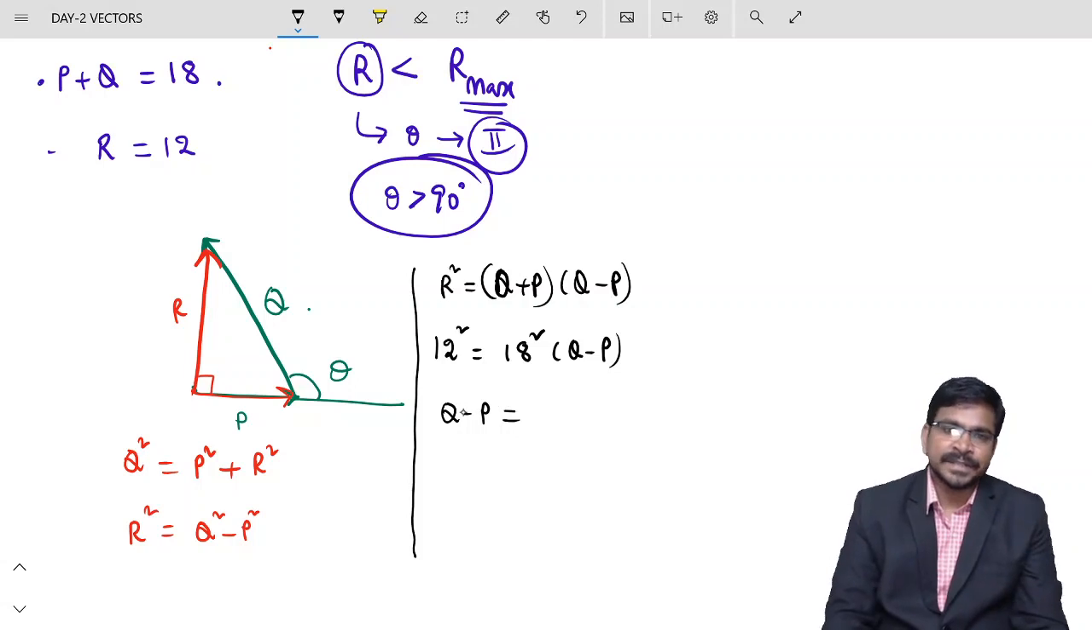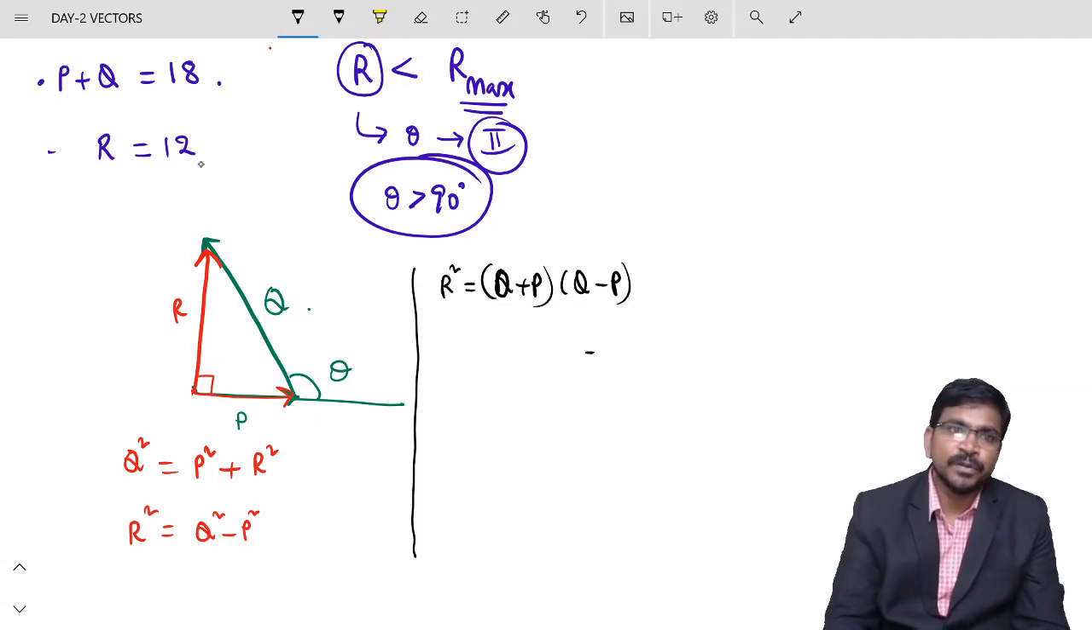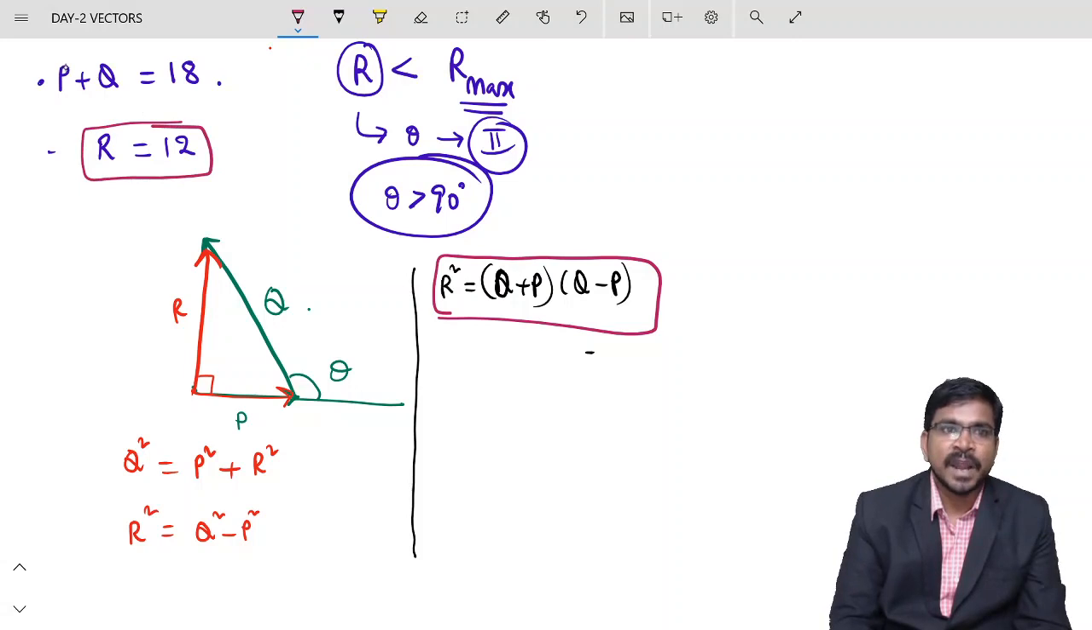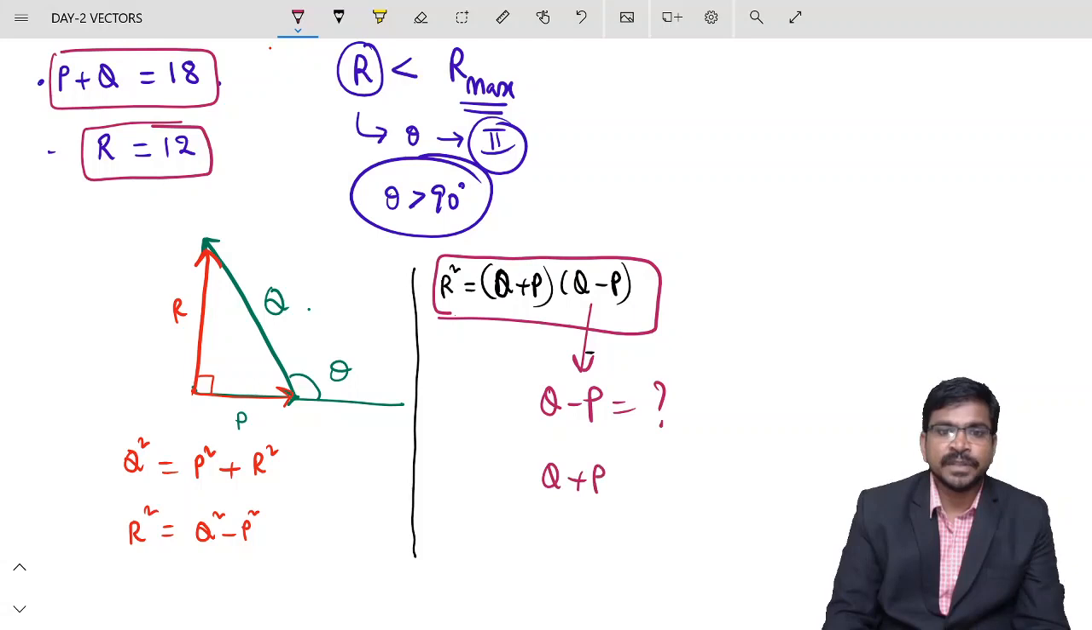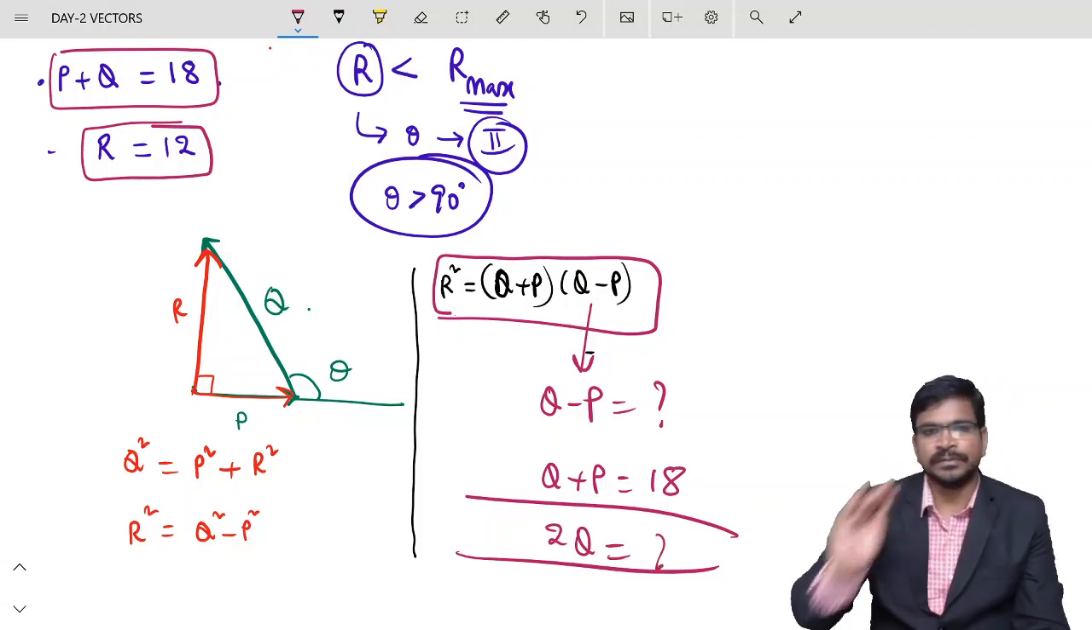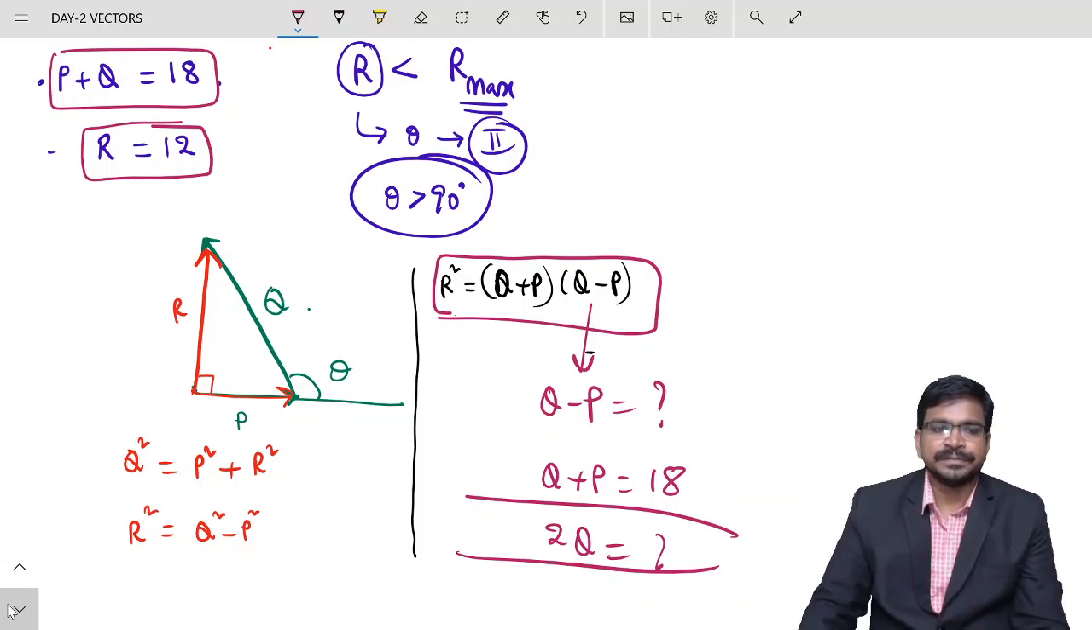By solving this, no need to waste time here as it is a crash course. I am leaving this for you people. You try after this by using this hint. You are left with R value as 12 and P plus Q is 18 and Q minus P we don't know. After getting Q minus P is equal to some value and Q plus P is with you 18, just add them. Here you will get 2Q is equal to something. Then from this you can solve. Okay, next problem.